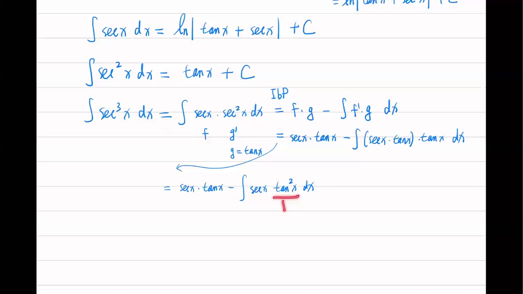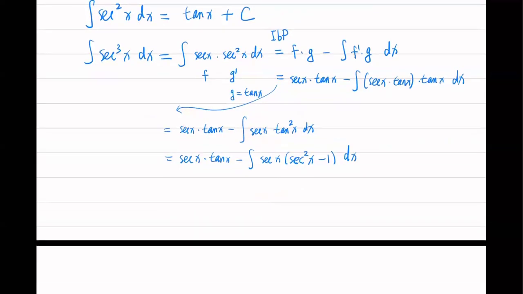You make it secant square minus 1. Okay. Secant x tangent x, secant x, secant. Then the integral of the difference is the difference of the integrals. Secant x tangent x, secant cube x minus minus plus.